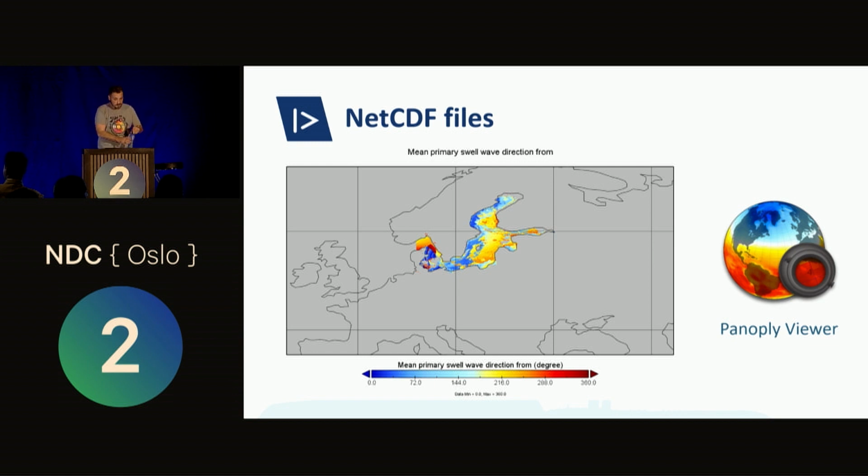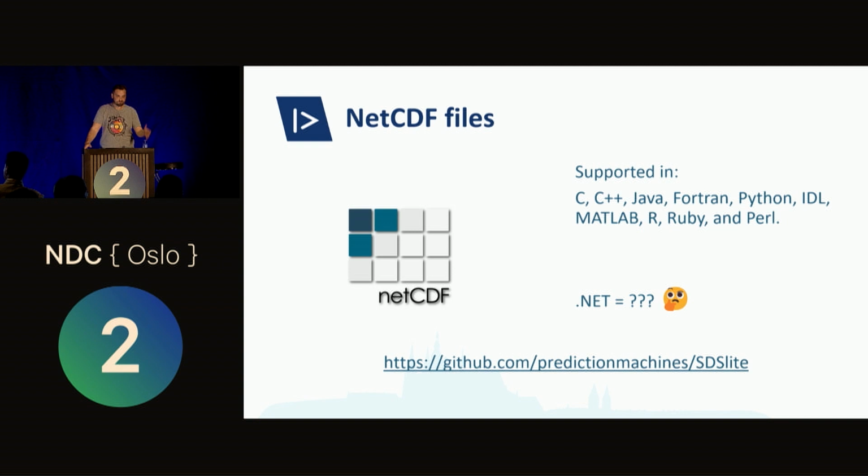But for the weather service, we need to really read them in a programmatic way. And if you look at NetCDF files, of course, there's support in many languages like C, C++, Java, Python, Perl, Ruby, whatever. But looking at that, you say, hey, dude, where's my .NET? Where's my .NET library for that?